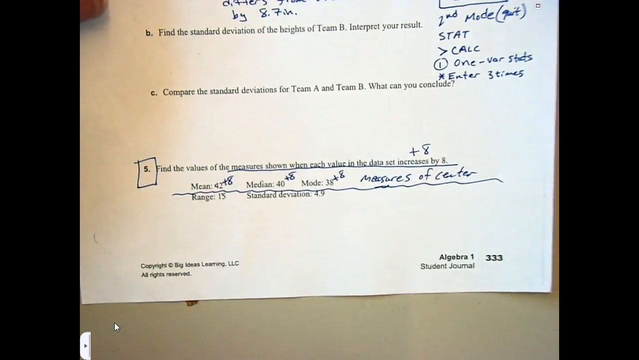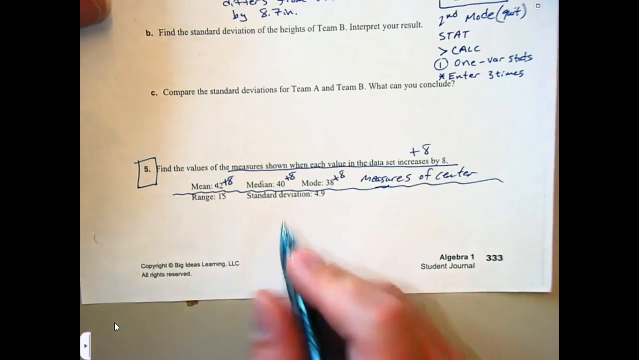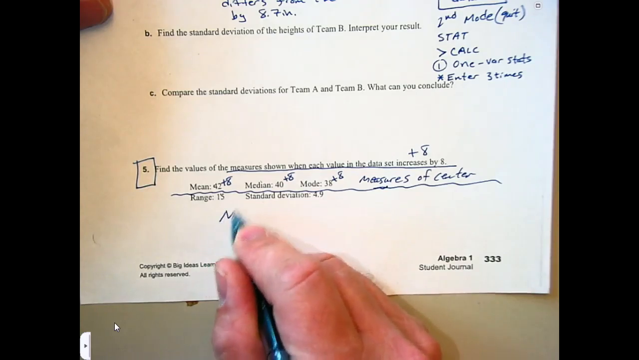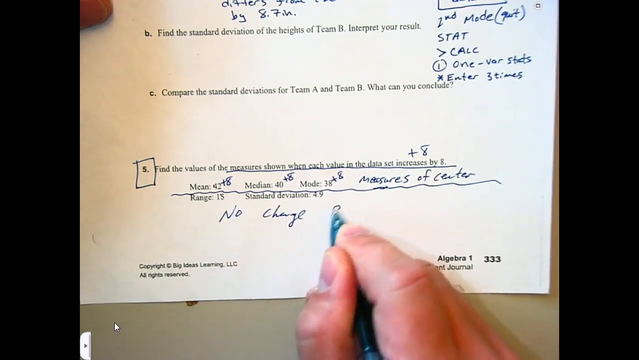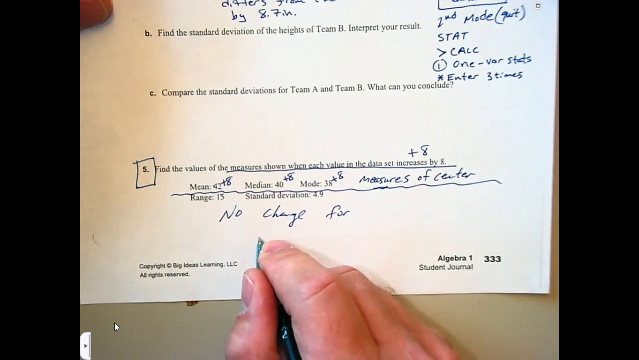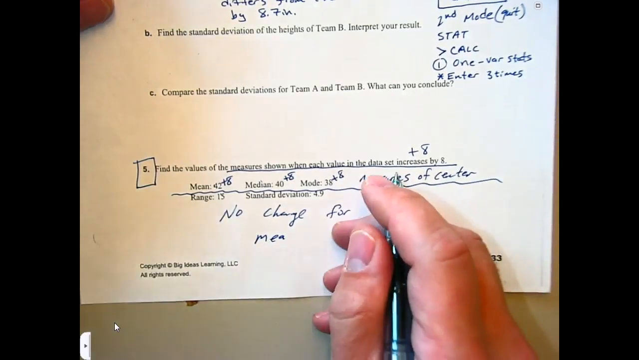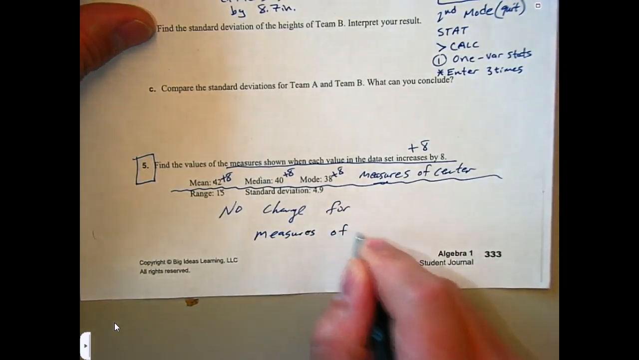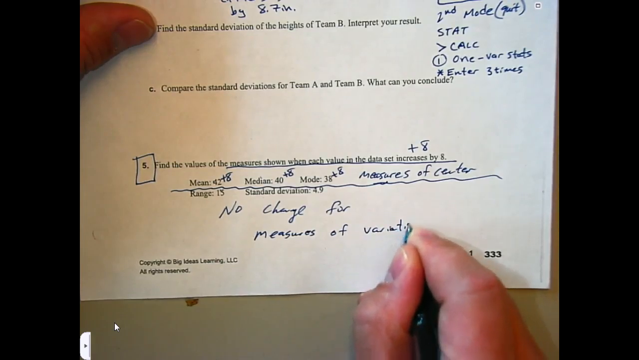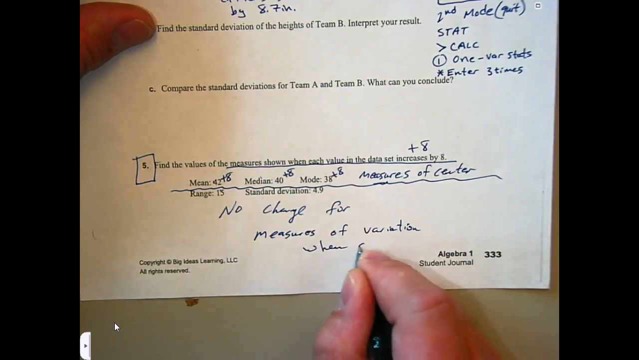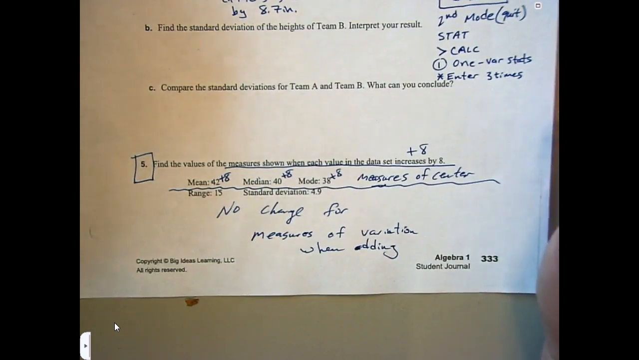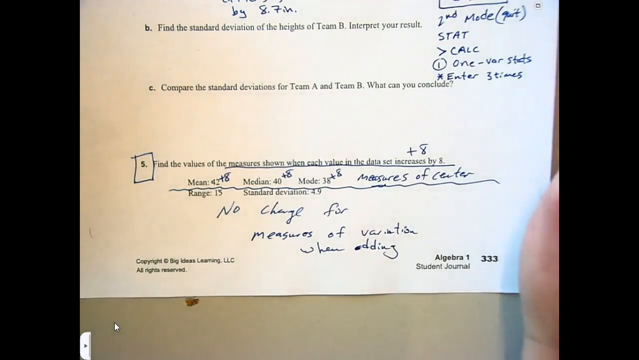I'll get to you in a minute. Does your range change? Range does not change. Does the standard deviation change? No. No change for measures of, what are these called? Measures of variation. When adding, when will the measures of variation change? When multiplying. Good. All right.